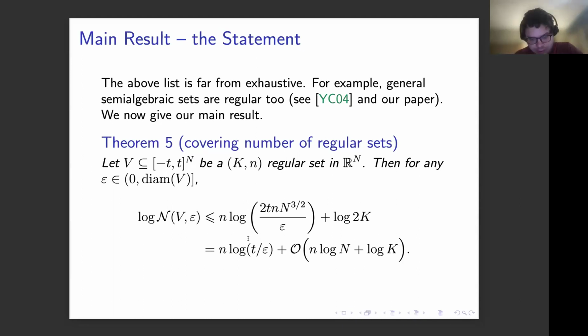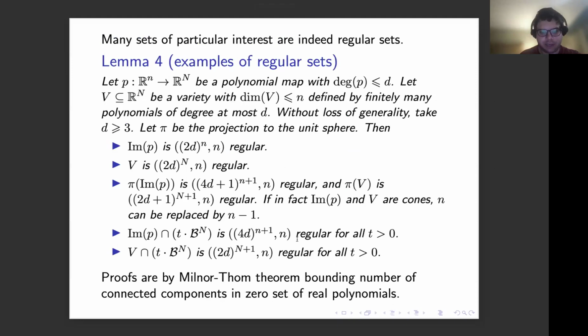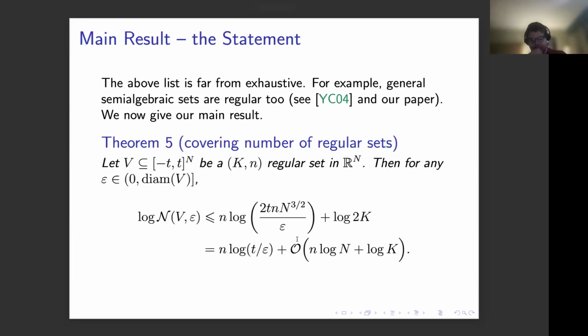And so you can rearrange it with big O notation to have it in the form corresponding to the table. So this here is a general result for any K, N regular set. And then to get the results in the table I showed before, you plug in the correct values of K and N for the different cases, a variety, polynomial image, semi-algebraic set, using this lemma, telling you what K and N are. Okay, so this is the master theorem for any K, N regular set.